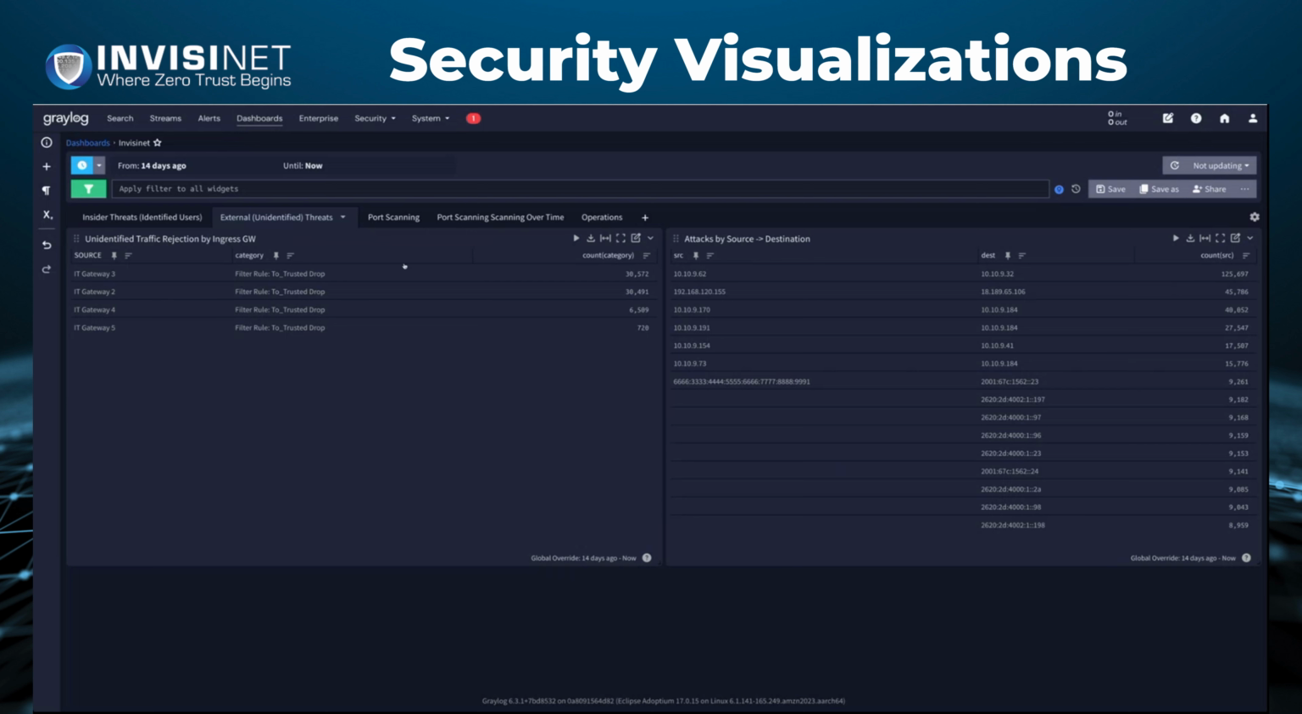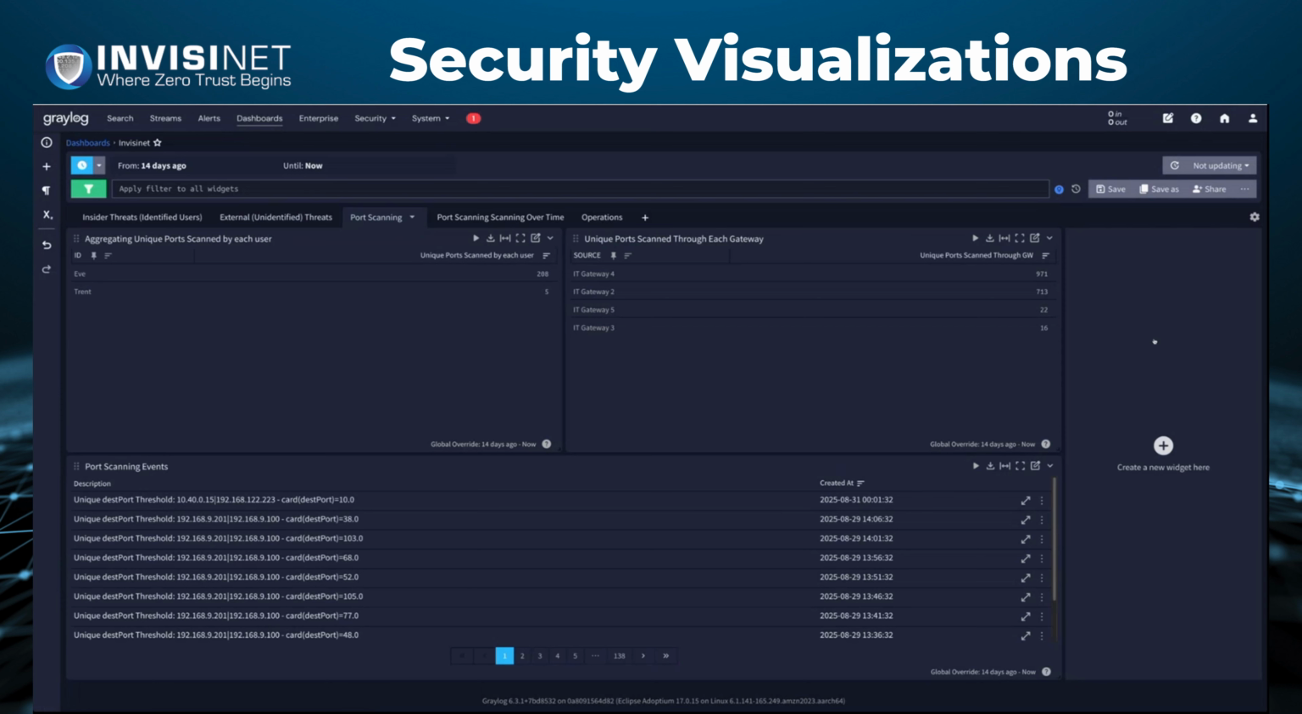Invisinet also provides information about potential port scanning in the system. A port scanning event is an event in which a single resource is targeting a single destination and attempting to access it using multiple ports. Here you can see that we have two users who have been identified as potentially conducting a port scanning attack. So you can see that the first user, Eve, has had 208 separate instances of scanning multiple ports on a single destination. You can also see where the origination point of the port scanning activity has taken place.